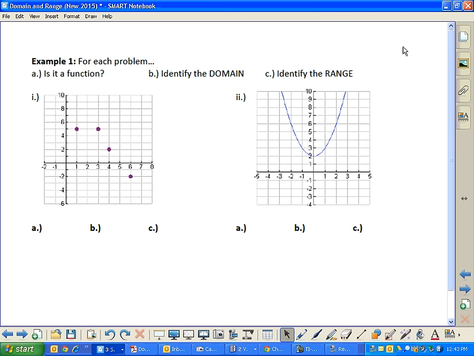If we look at part A, to see if that's a function or not, we would quite simply run the vertical line test. And as I look at this particular discrete function, I notice that it would pass the vertical line test. Each input is mapped onto exactly one output. In part B, we're asked to identify the function's domain.